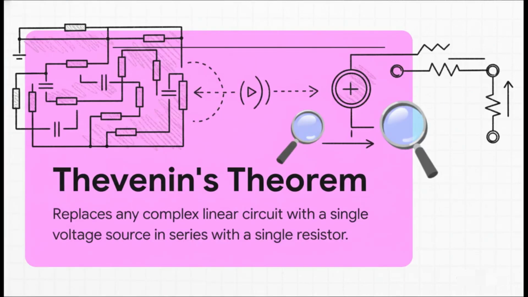And this is it. This is the magic right here. Thevenin's theorem tells us that any linear circuit, no matter how big and scary it looks, can be swapped out for this incredibly simple equivalent. Just one single voltage source, which we call V-Thevenin, in series with one single resistor, R-Thevenin. That's it. All that complexity just boiled down to two simple components.